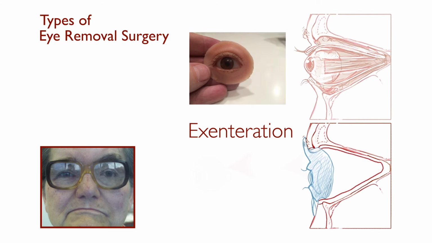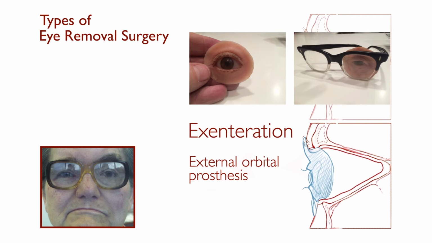The prosthesis after exenteration is called an external orbital prosthesis because it usually rests outside the orbit and does not move. Since it's not behind the eyelids, it can be attached to glasses or glued in place and can be made of hard or soft materials.